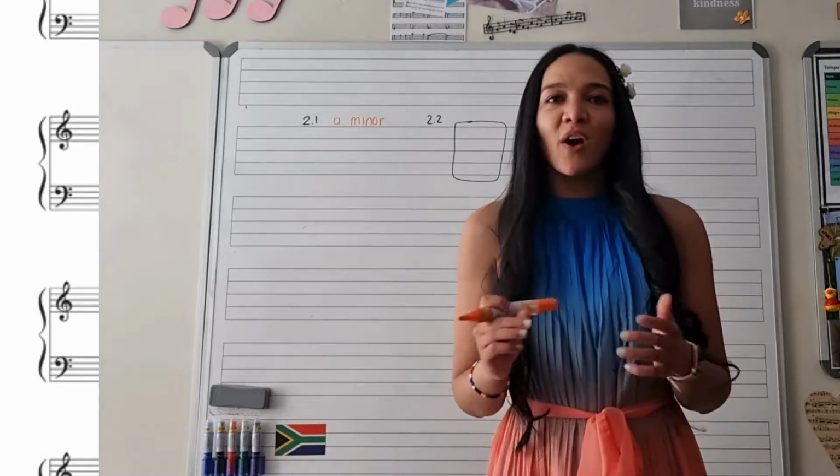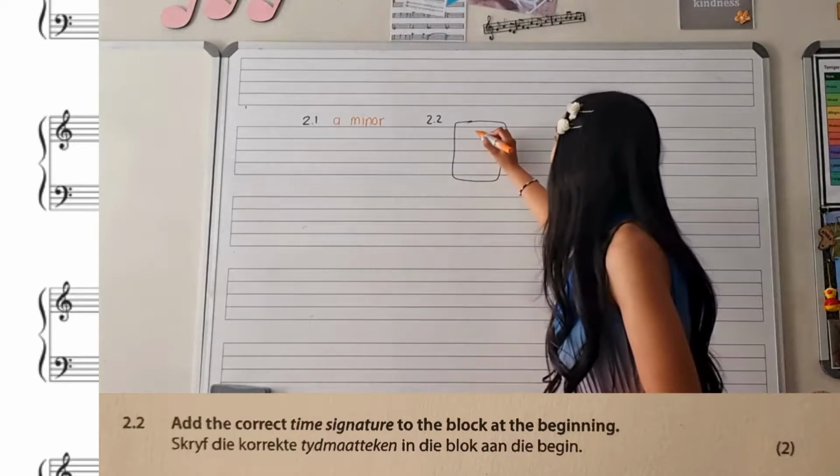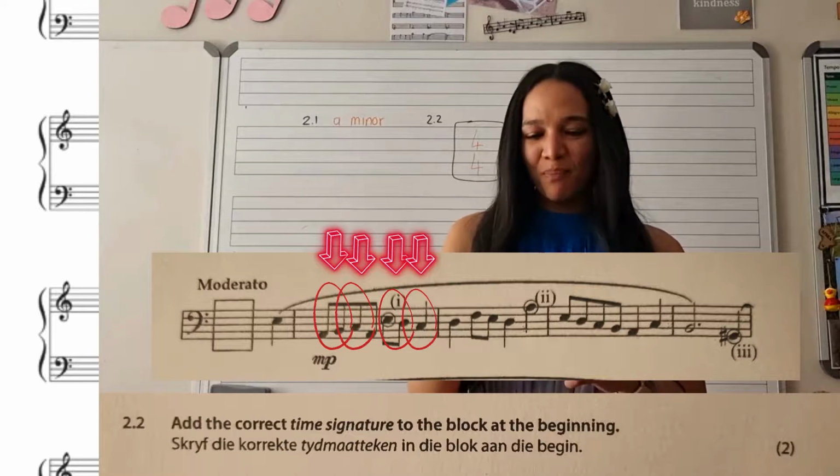Question 2.2, they ask us to add the correct time signature to the little block at the beginning. And there you can go ahead and write in 4/4, as we have 4 crotchet beats in each bar.